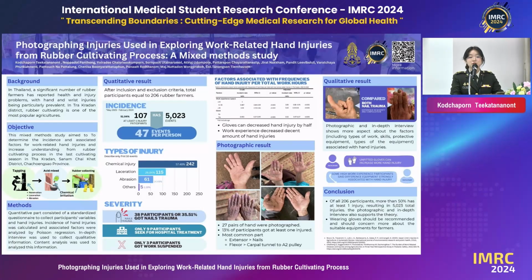Rubber cultivating is the second most famous agriculture in Thailand, but we only found one research, which took place in southern Thailand, that shows that the hand is the most injured body part. So that leads to our objective.